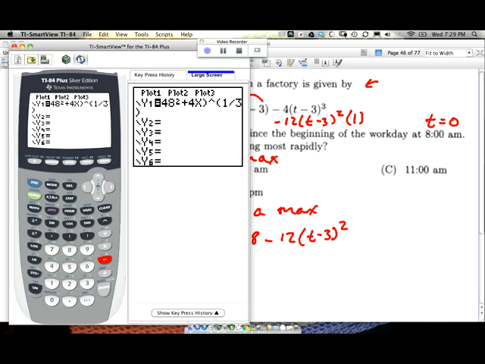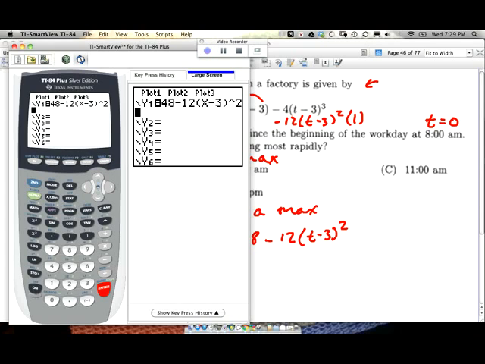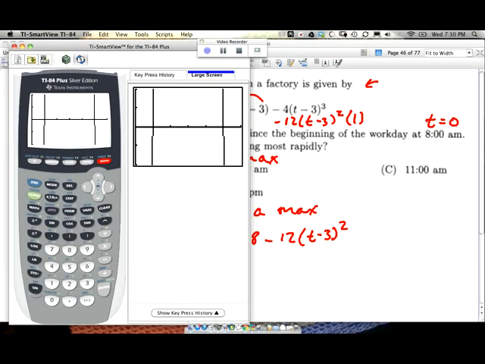48 minus 12 times, well, it's x in this case, but t, x, same thing, (t minus 3) squared. Raised to the squared. Done. Quit. What does it not like? Oh, it doesn't like this extra little thing here. Delete it. Graph it. Whoa, it goes big. I think we need some big numbers here.